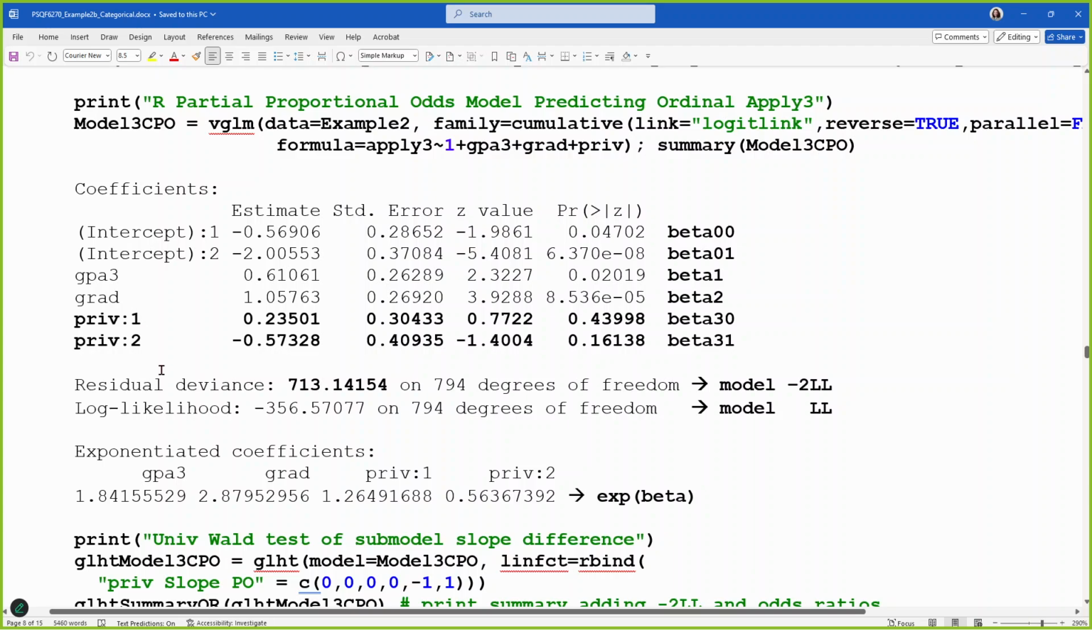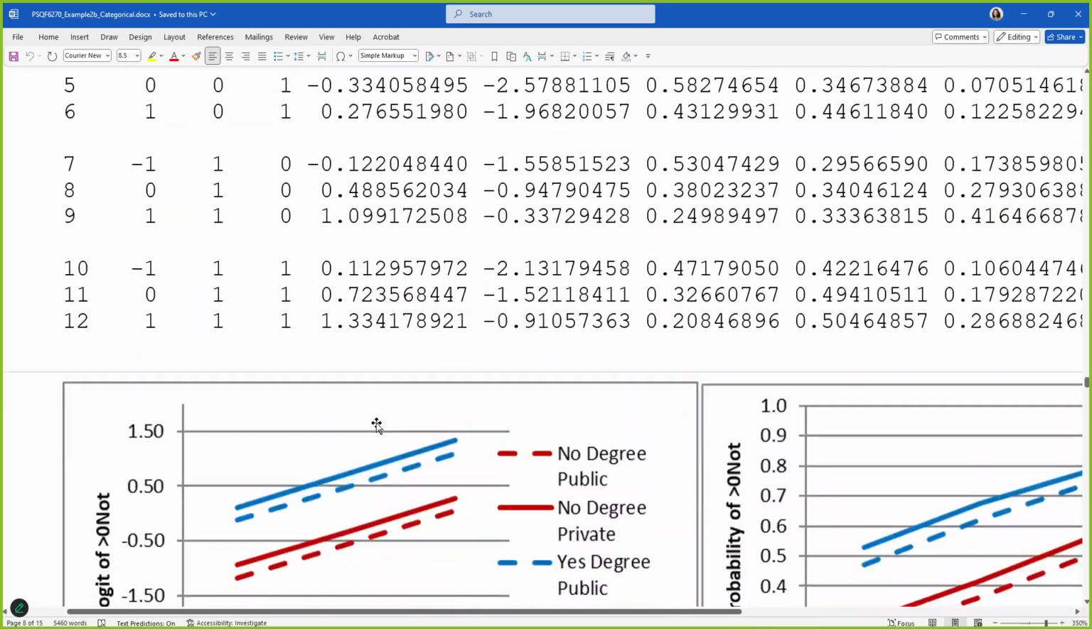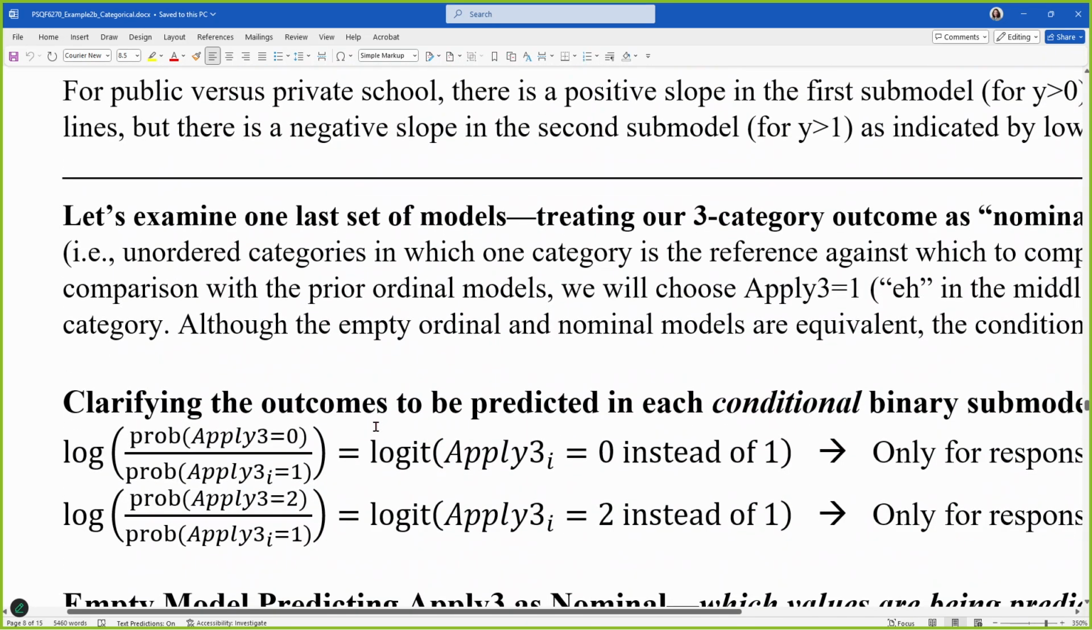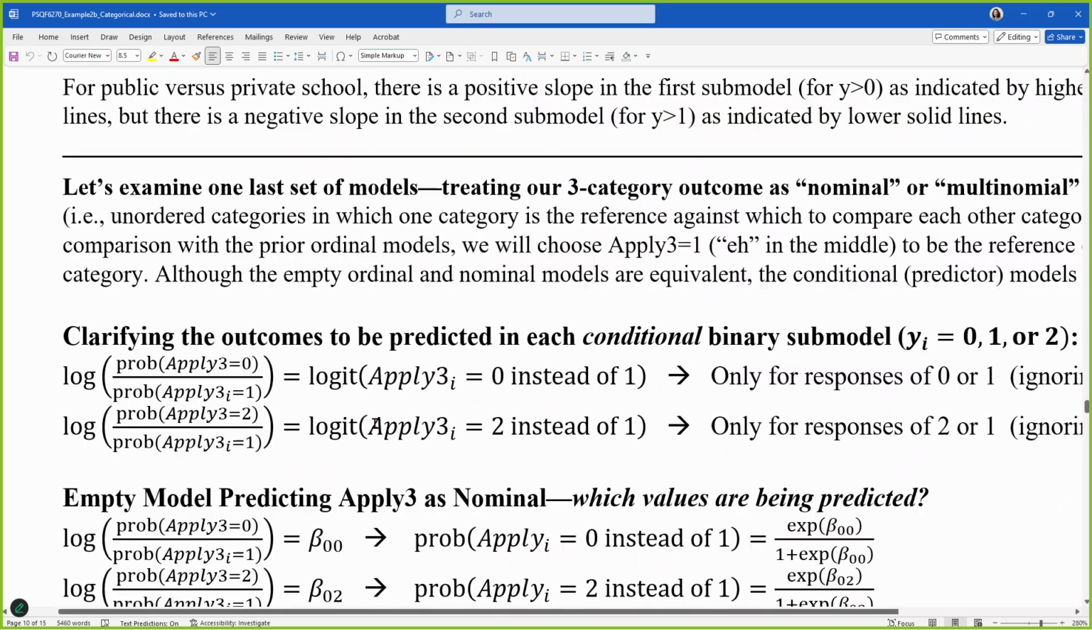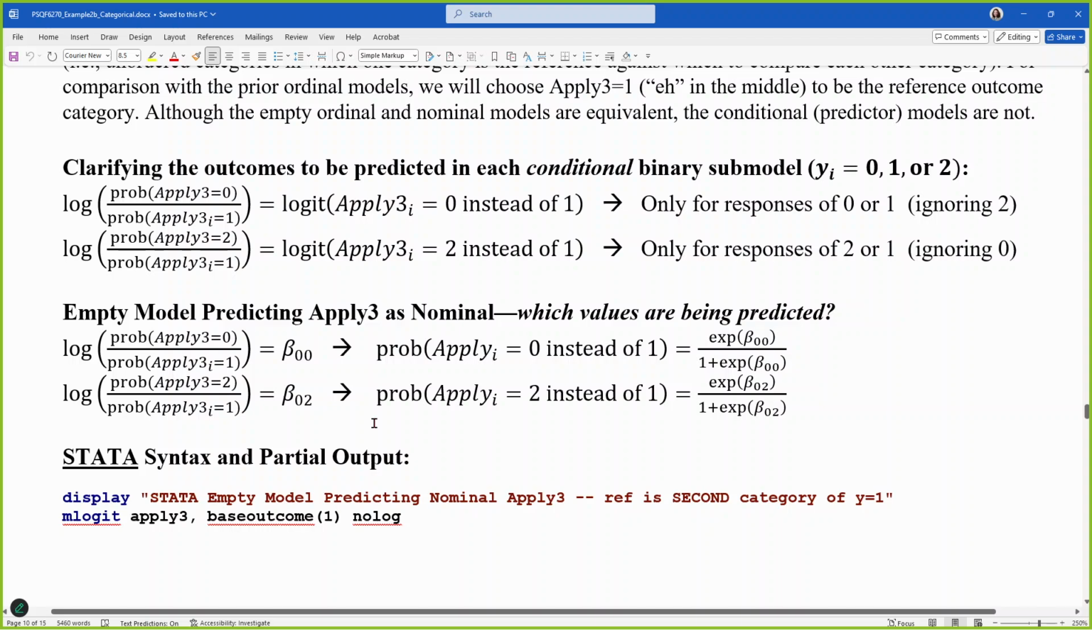Okay, thank you. Yeah, so, sure. Other questions before we look at nominal? Nominal is in some ways easier and harder at the same time. That's what I'll say. There's aspects of both. First up, empty model. What are we predicting? Your reference category. Yep.